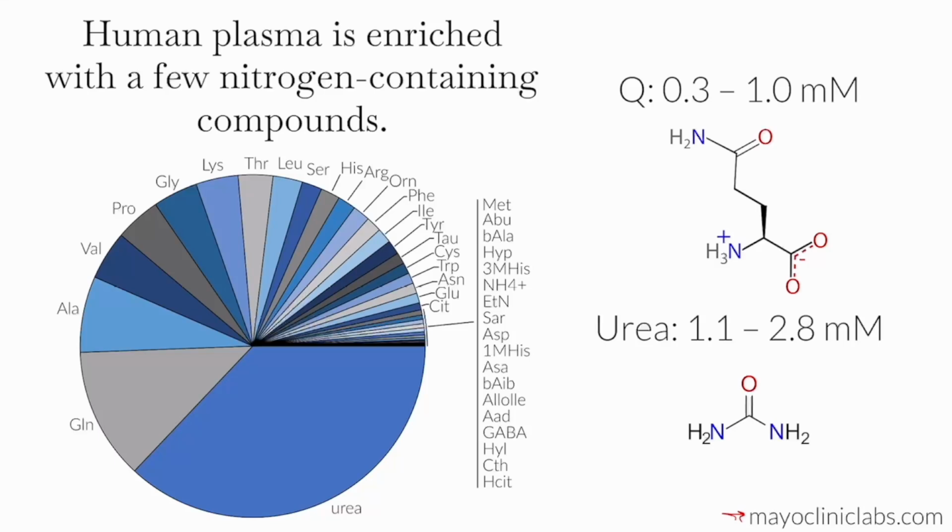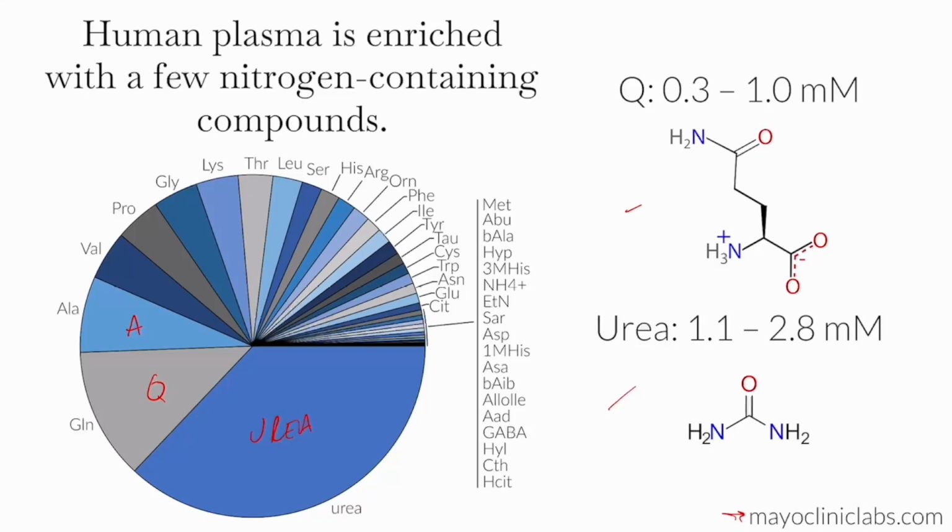What you find is the biggest whack of stuff is urea, followed pretty closely by the amino acid glutamine and then the amino acid alanine. And so I've just shown glutamine and urea here. And then everything else becomes much, much lower concentration.